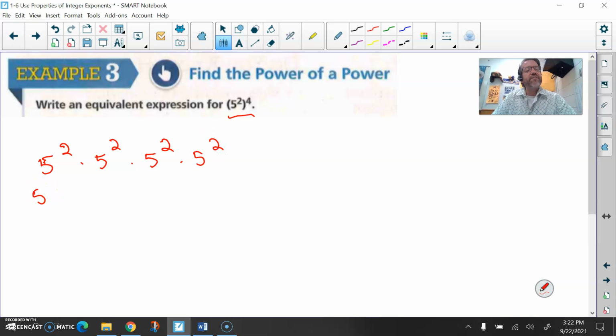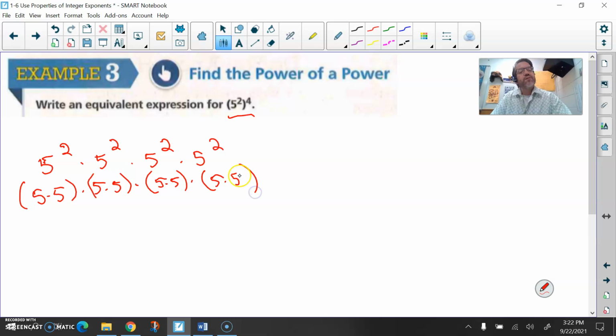So I have 5 times 5. That's what 5 squared means. Times 5 times 5 times 5 times 5 times 5 times 5, which means I have a total of 8 5s. I could write this as 5 to the 8th and express it like that. That's equivalent to this expression right here.